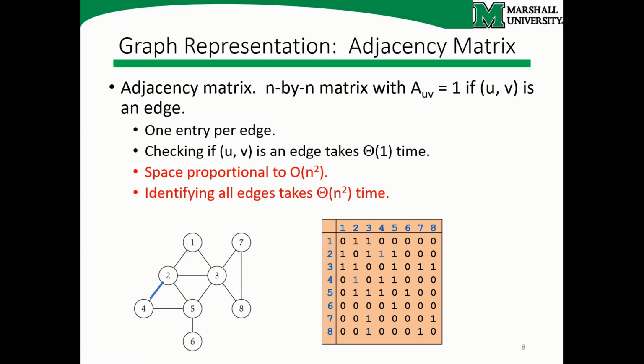One advantage of this approach is that if you want to find out whether there exists an edge between two vertices u and v, then it takes constant time. The problem with this approach is it takes a lot of space. Think about the case when there are a lot of vertices, however, the number of edges is very small. Also, if you want to find all the edges in this graph, you will need O(n squared) time.